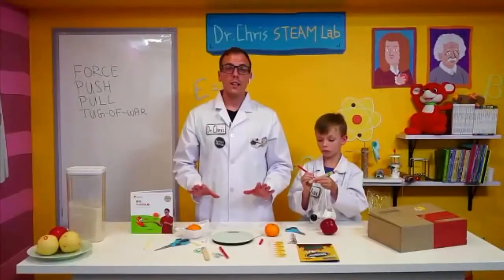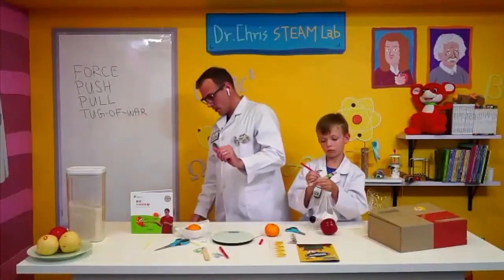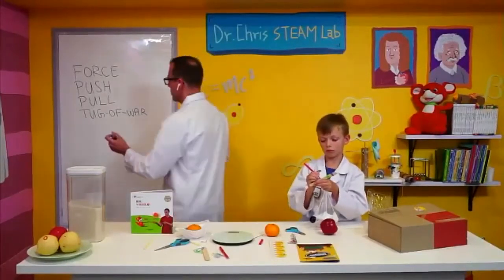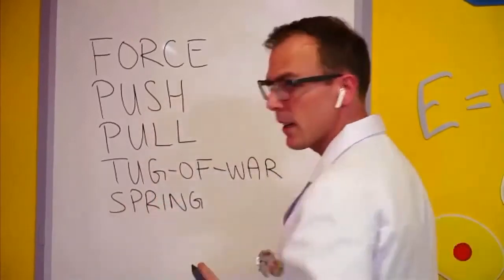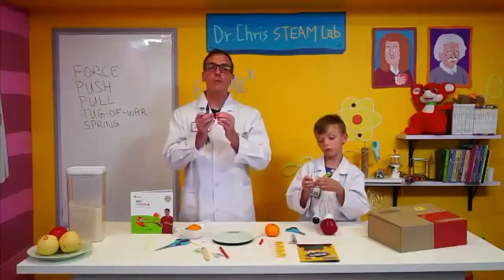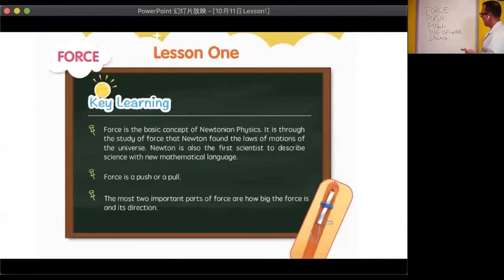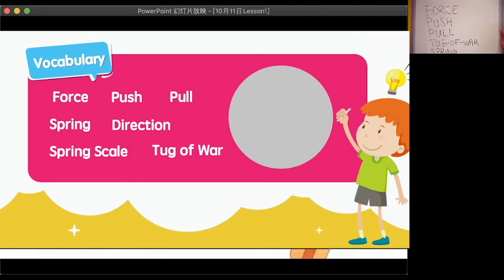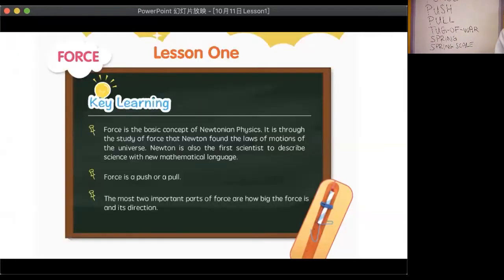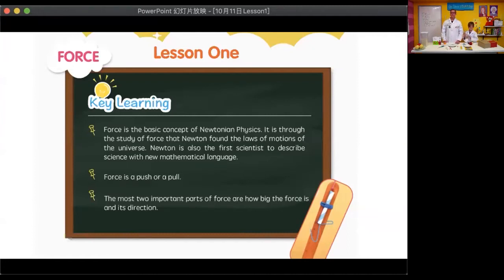Now, we're going to quickly summarize. So, we had two more things that we need to write. So, a spring scale works because of a spring. So, a spring is something that deforms its shape under a force. And we can use that to make a spring scale. Okay, so let's remember our vocabulary words for today. We have force, push, pull, tug of war, spring, and spring scale.